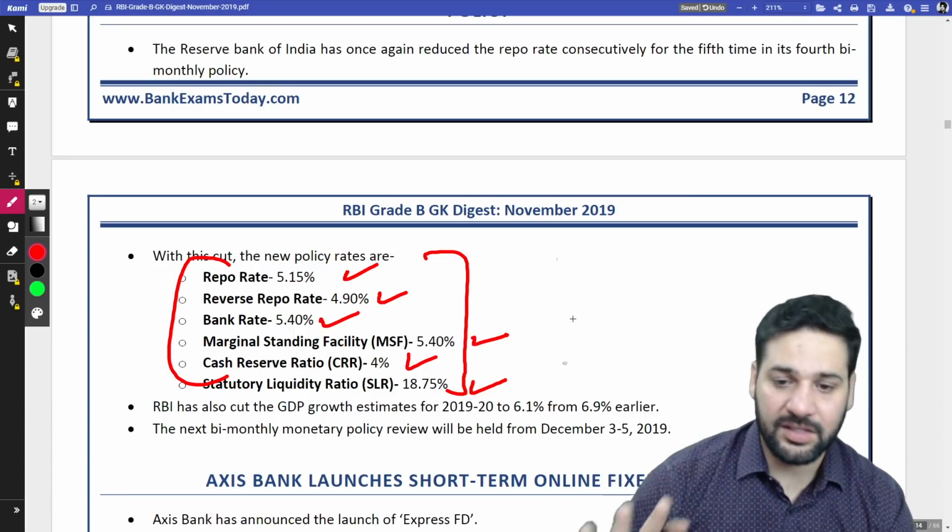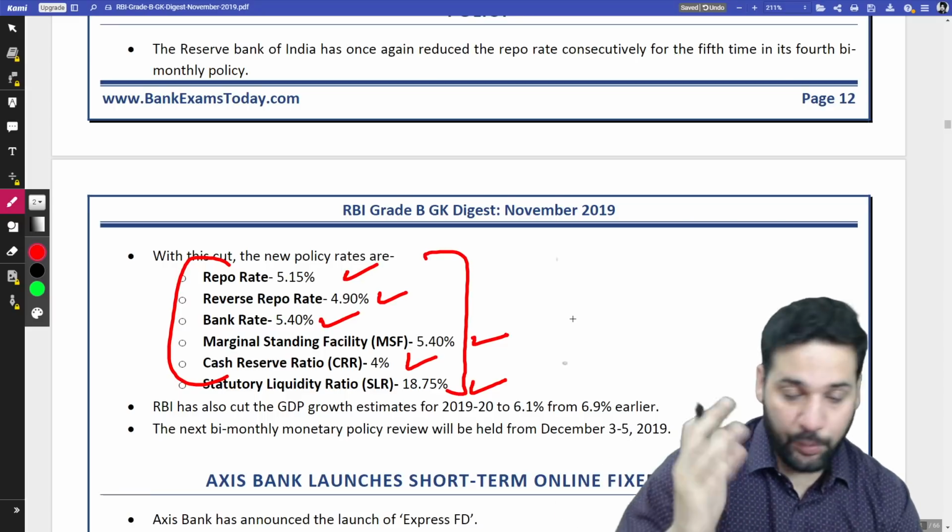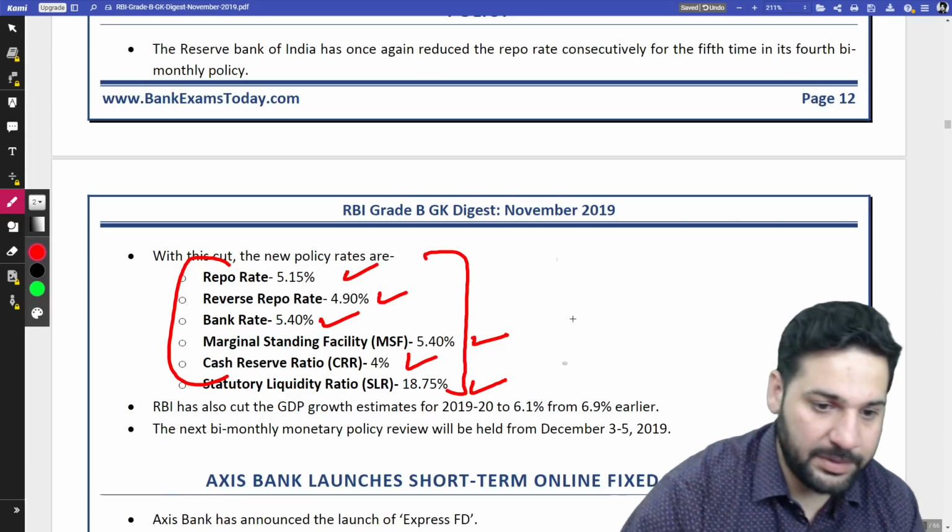Exam में ऐसे question आ जाते हैं. So don't avoid these things. याद रखो, paper में आ जाता है.